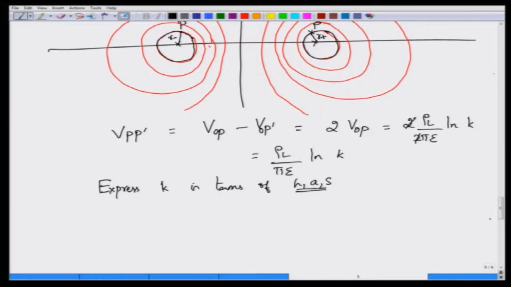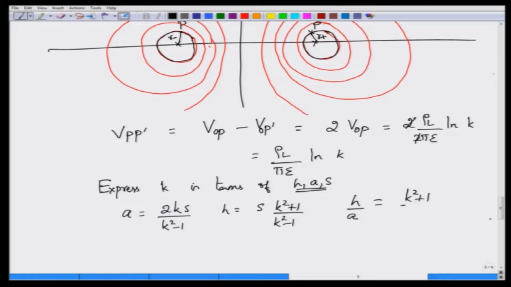These are important for us because these are the ones which determine where I have to place the conductors. So, it is good to know the value of K in terms of H, A and S, and you can do that very easily. If you recall, A, the radius of the equipotential surface, is 2Ks by K square minus 1, and H is S into K square plus 1 by K square minus 1. You can solve for these two by finding H by A.